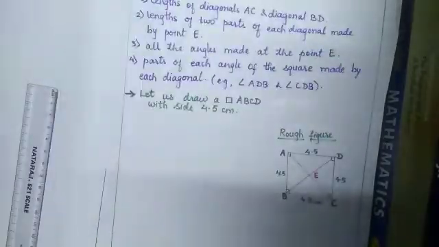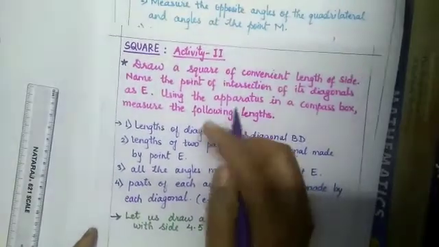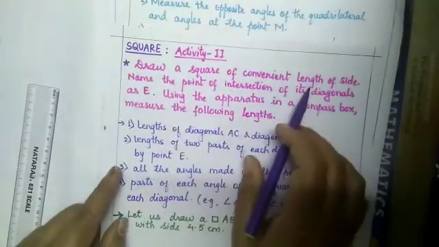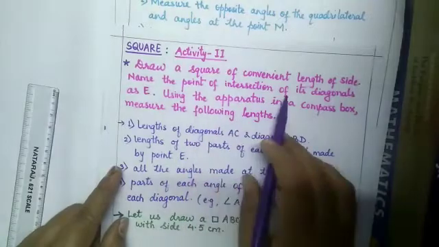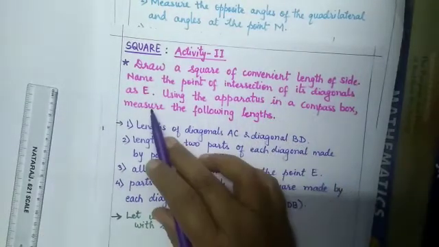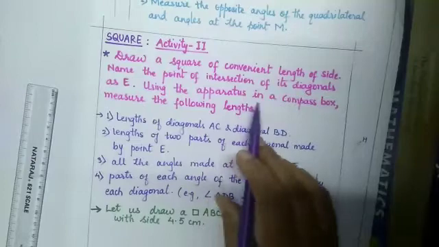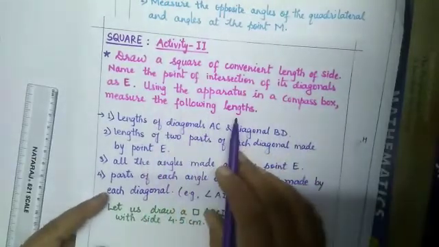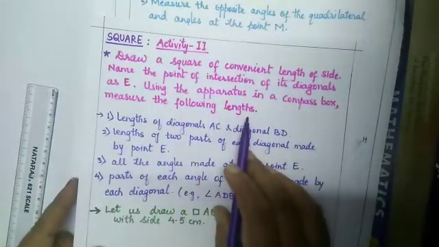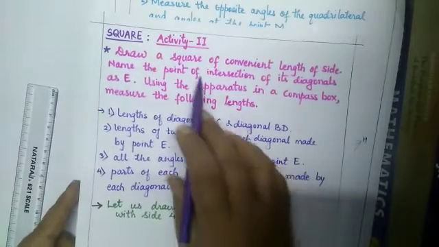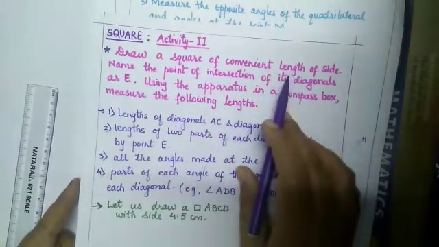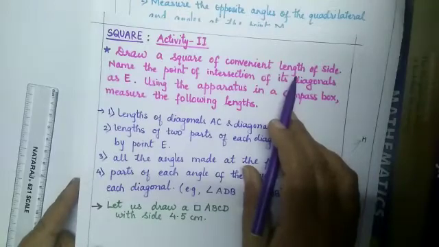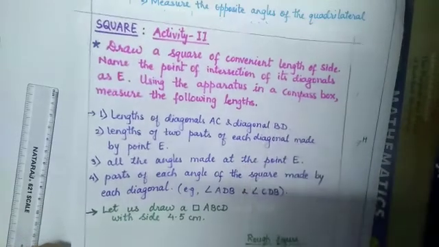Okay. Now let us do activity number 2. Activity number 2 is given on the same page, that is the activity of a square. What is the activity? Draw a square of convenient length of side. Name the point of intersection of its diagonals as E using the apparatus in a compass box. Measure the following lengths. Here also we have to measure the lengths and we have to draw a square of convenient length of its side. As you know, a square has all sides equal, so you will take a convenient length.